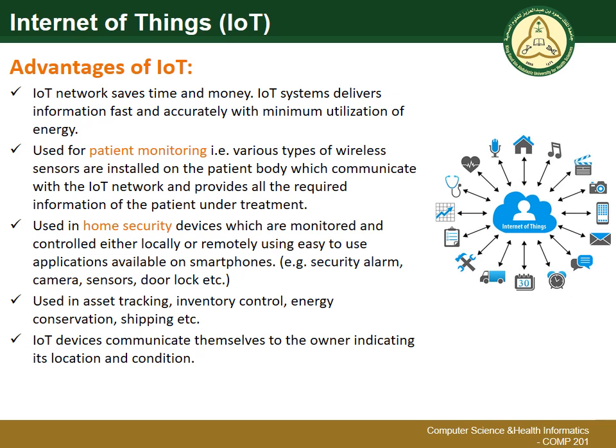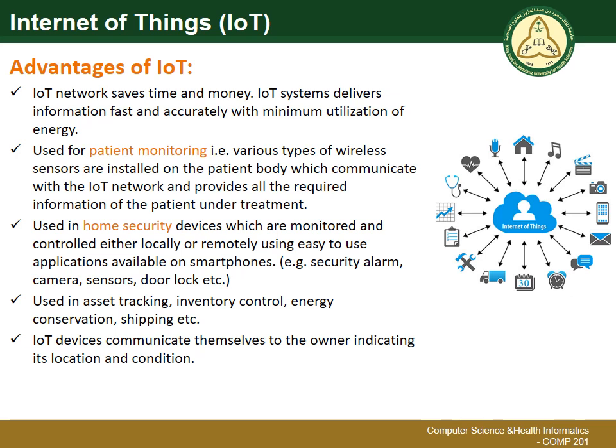After we define the Internet of Things, now we will talk more about the advantages of IoT. Is there any advantage of it? For sure. IoT or Internet of Things network saves time and money. There is no doubt that IoT saves our time and money. IoT systems deliver information fast and accurately with minimum utilization of energy. What are some examples of using the IoT nowadays?